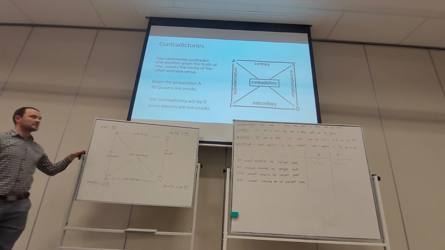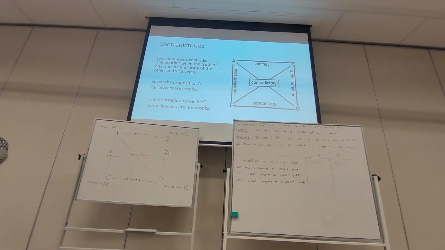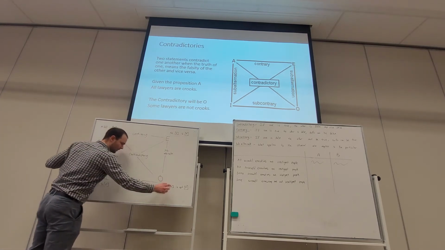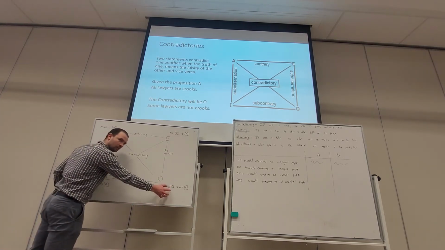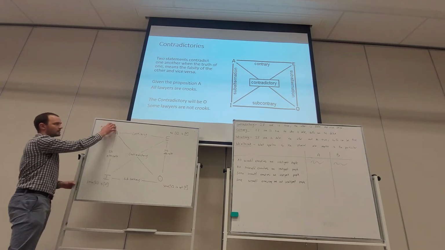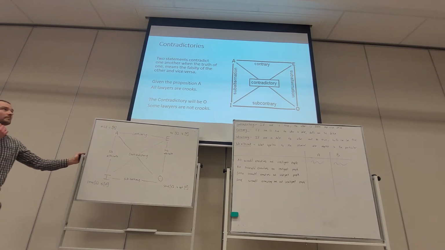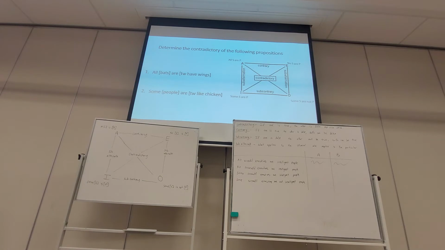O, which will be some lawyers are not crooks, is false. If A is true, O must be false. If O is true, A must be false. Okay, let's move on to the next slide. We've got an example here. Determine the contradictory of the following propositions.